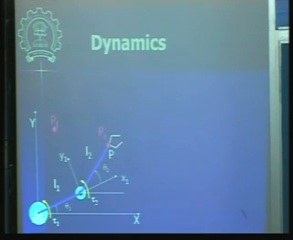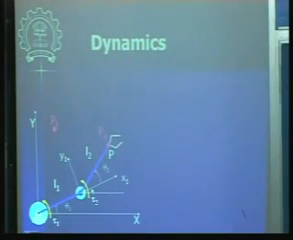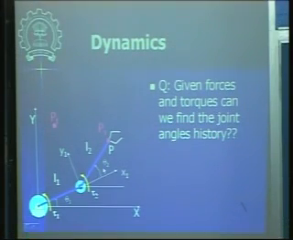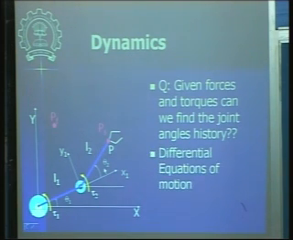We will consider again the same example, the 2-link manipulator. In this case you can see that there is torque tau 1 over here and torque tau 2 over here. These torques are supplied by the motors. Now a question that we ask is, given the forces and torques, can we find out the joint angle history? Or in this particular case, given tau 1 and tau 2, can you find out angles theta 1 and theta 2? Now to do that, we need to have the differential equations of motion for this manipulator system. So the whole idea is to get these equations of motion.